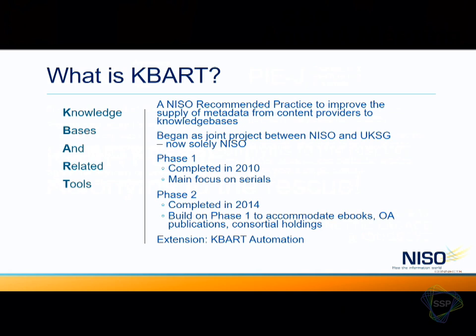The first part of KBART was completed quite some time ago, in 2010, and focused on serial titles. There was a phase 2 of KBART, which was completed a few years ago, which updated KBART to include e-books and series. So if you publish something like proceedings, which may be published as both a monograph and a series, KBART phase 2 explained how you could express the description of that information in this KBART format. And I will be saying a few words about the new KBART automation project that Heather mentioned in the COUNTER presentation and talking about how those two things relate to each other.